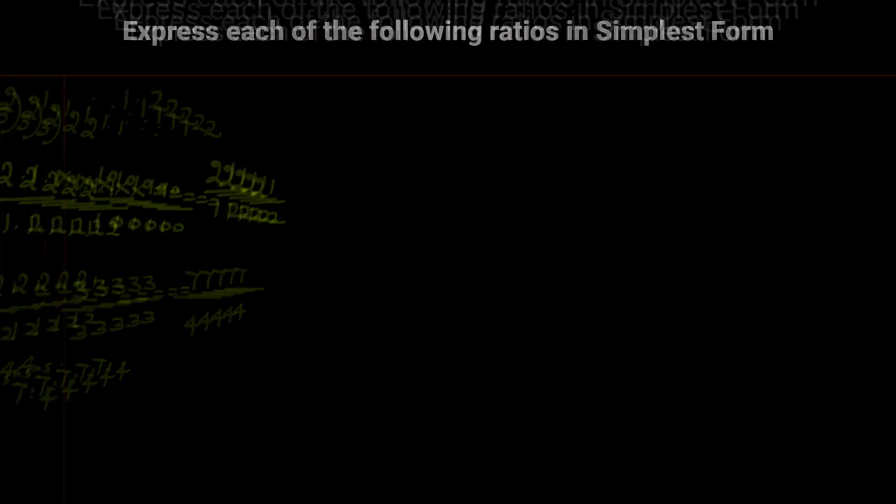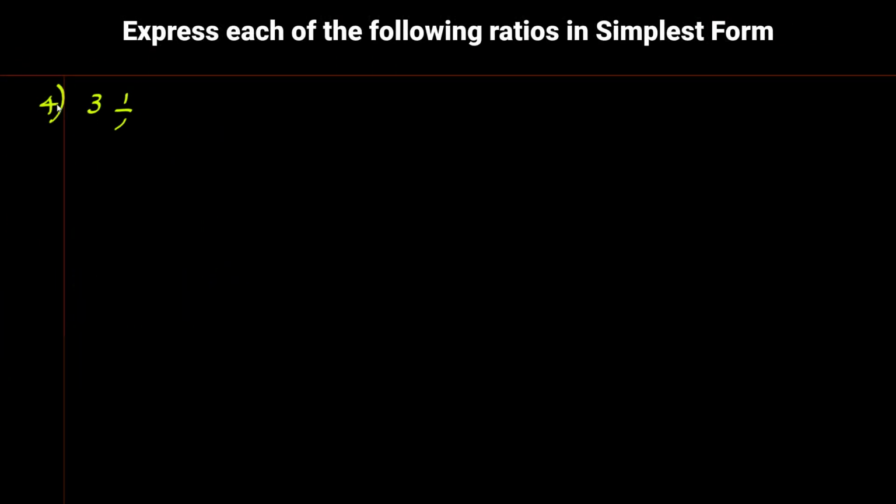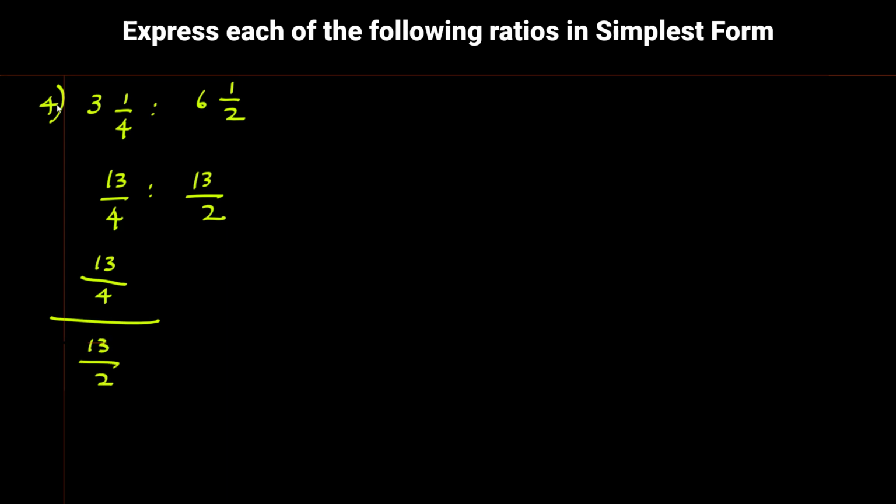The next question that we have is 3 1 upon 4 is to 6 1 upon 2. So whenever we have mixed fractions, the first step that we're supposed to do is convert them into improper fractions. So we have 4 3s are 12 plus 1 is 13 upon 4 is to 6 2s are 12 plus 1 is 13 upon 2. So now you can write this in the a by b format. So 13 by 2. Now, the denominator gets reciprocated.